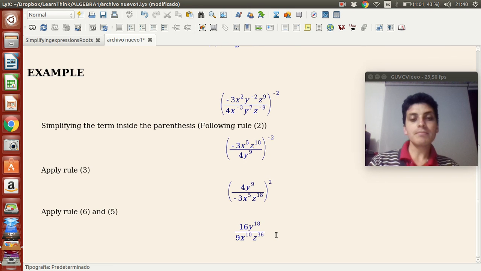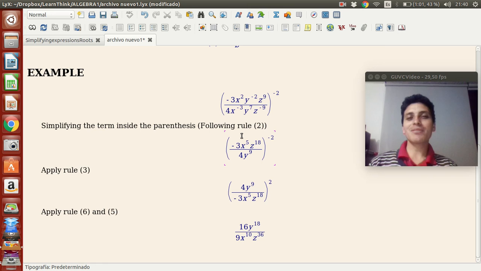Okay? You can test the example using other methods. For example, some people prefer to start by doing rule number 6 and rule number 5 and then simplify the same base. But the key is that you should have the same answer. So I'm telling you, if you do good things, you will have good results in your life.